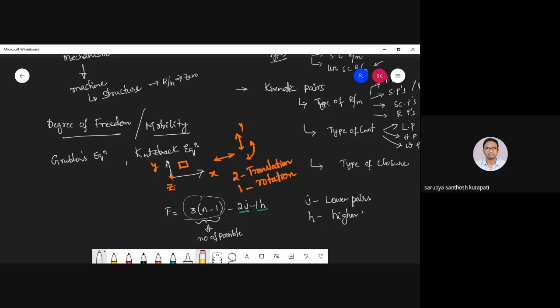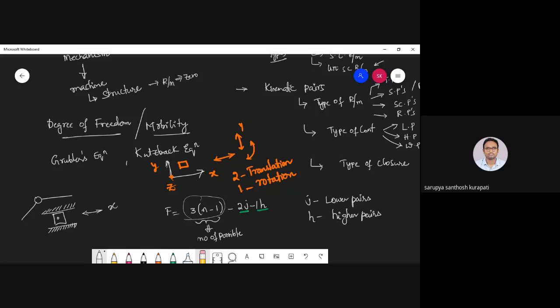So in this mechanism, suppose these links are connected by using lower pairs, how many restraints are you going to get? Two restraints. So for example, you can take a turning pair or a sliding pair. We have discussed degree of freedom. In a sliding pair you have only motion in the x direction; in the y direction and z direction you don't have motion. So here rotations are also restricted.